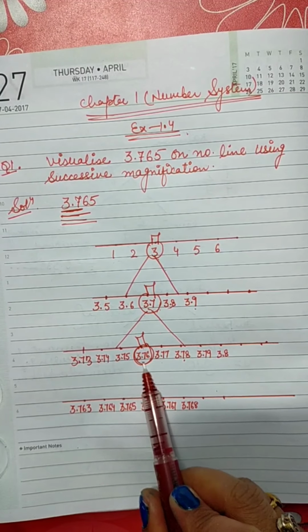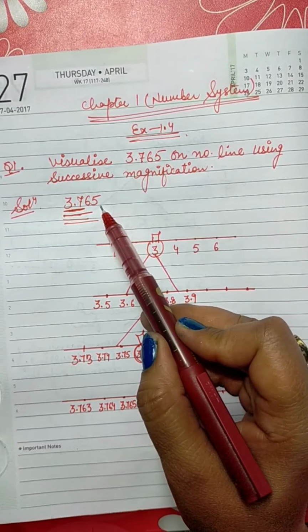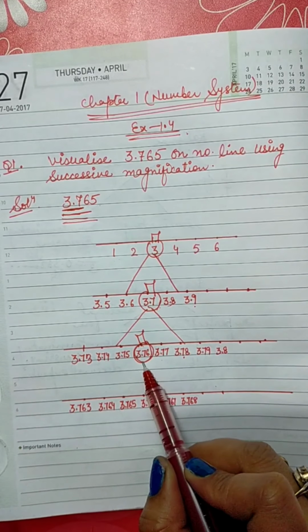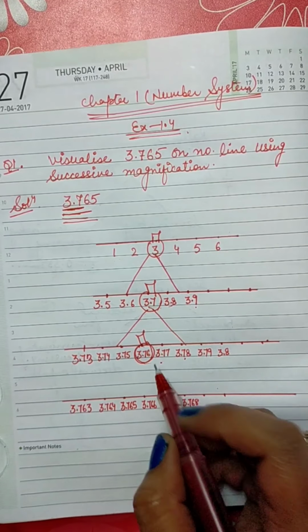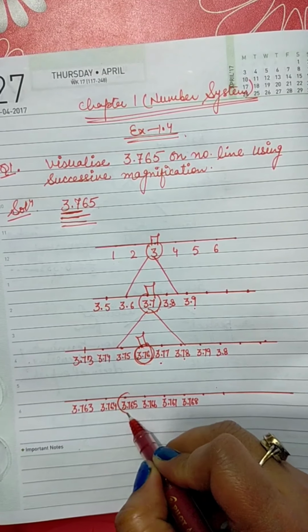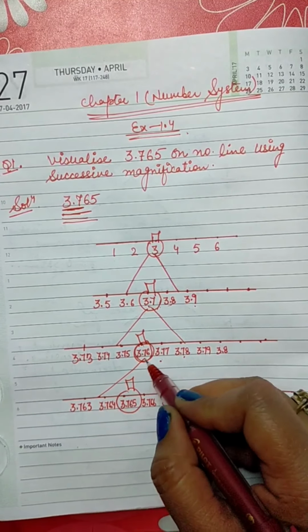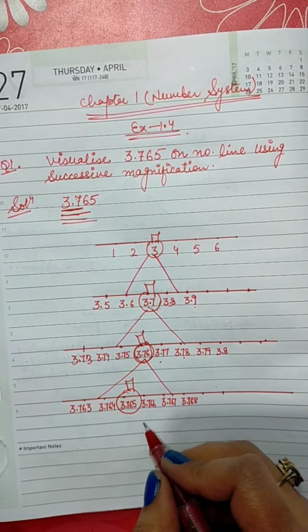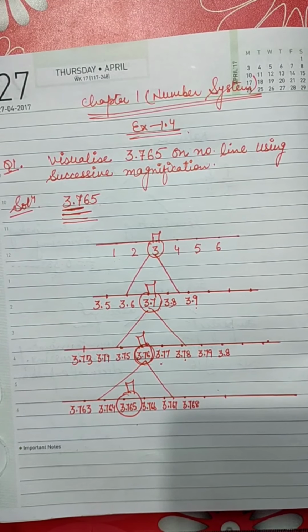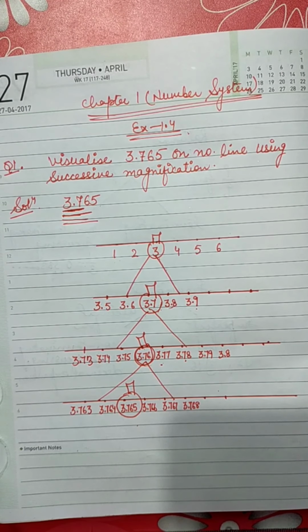Further zooming in, 3.76, as we have to reach up to 3.765, we are going to zoom in on 3.76 to 3.77, and we will be getting 3.765 after magnification. So after magnifying this, we will be getting the required number. So this is the required number. This is how we have visualized using the successive magnifications.